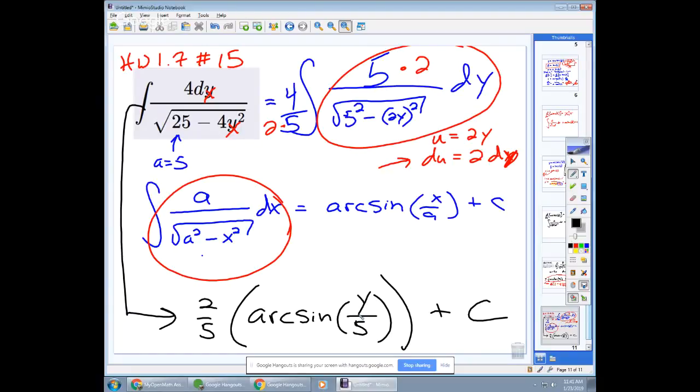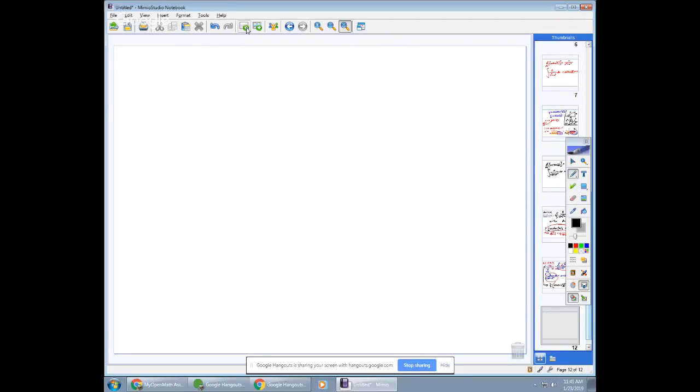Both wrong. Should be 2 on the outside instead of 2/5. You don't think there's a fifth on the outside? There is going to be on the outside, 2/5. How can we check? Take the derivative to get back. Yeah, so we want to take the derivative of that. So I'm just going to try that, see if it works.